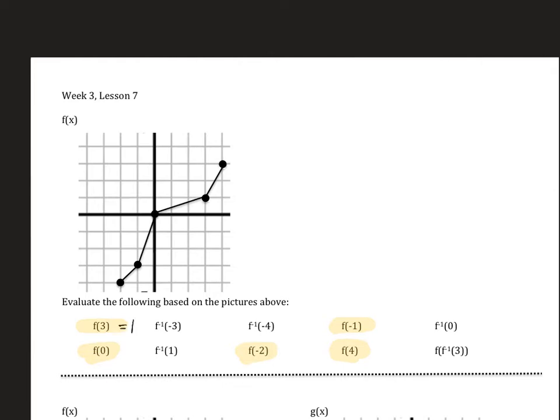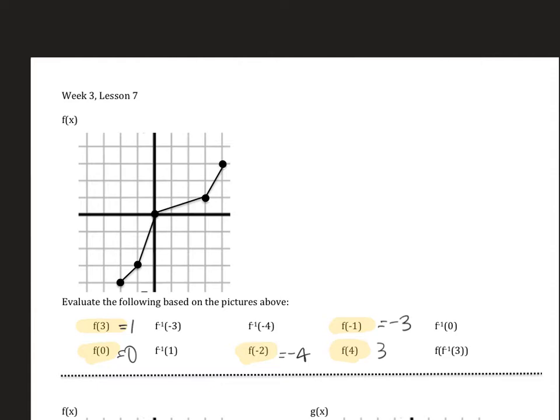This one's 1. This one is -3. This one down here is 0. This is -4. And this one's 3. Okay, I'm not going to review how to do those because I know you know how to read this graph. What I really want you to focus on, though, is this.